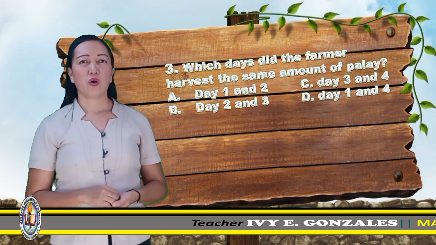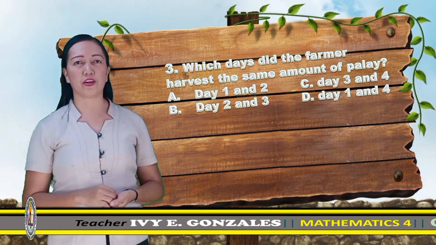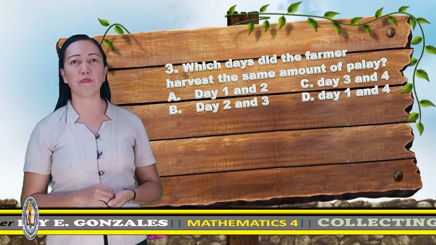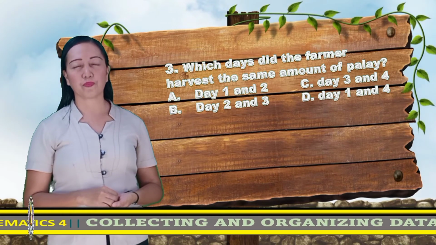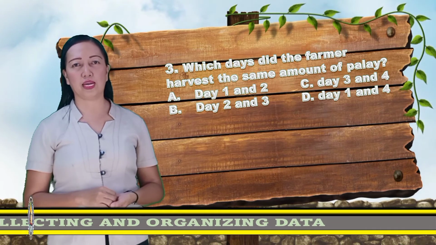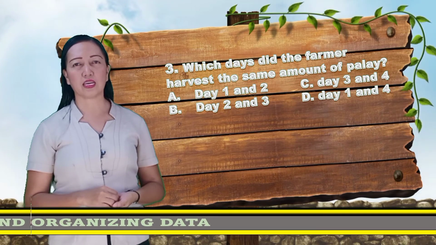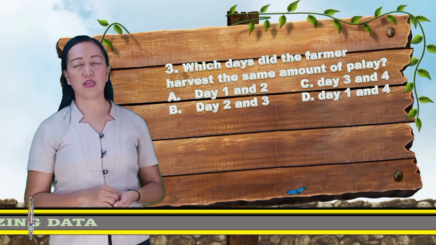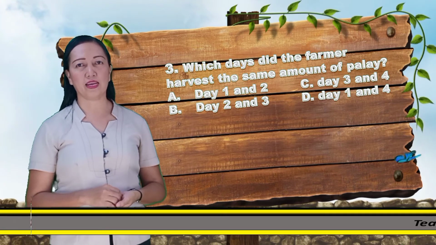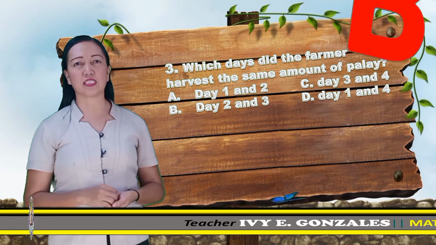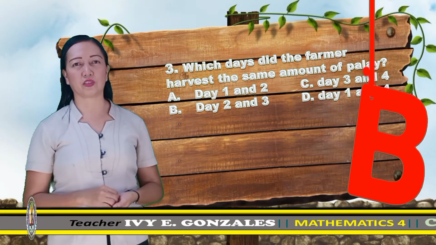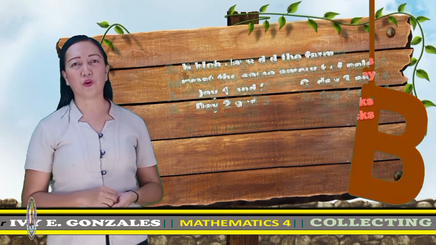Number 3. Which days did the farmer harvest the same amount of palay? A. Day 1 and Day 2. B. Day 2 and 3. C. Day 3 and 4. D. Day 1 and 4. Yes, the answer is B. Day 2 and 3.